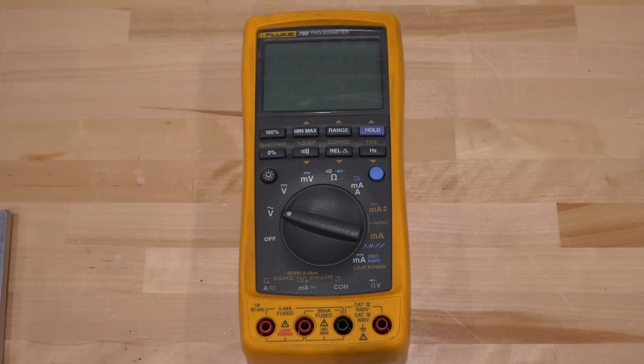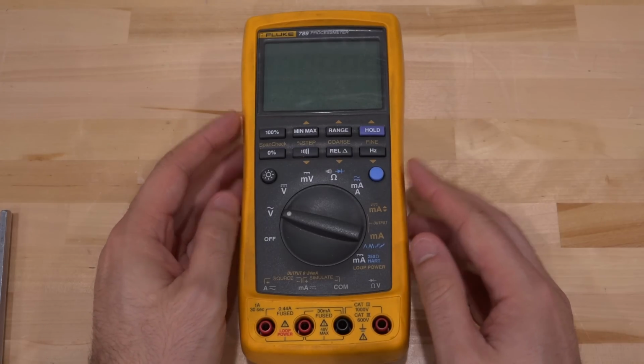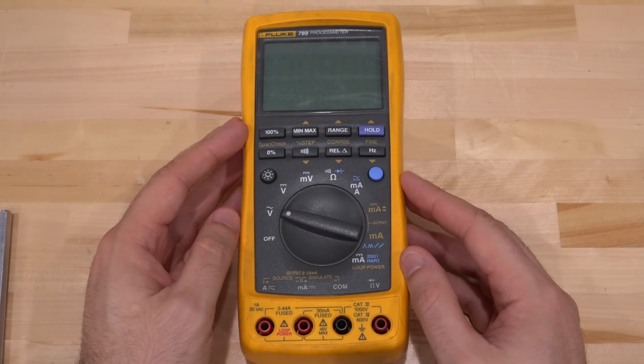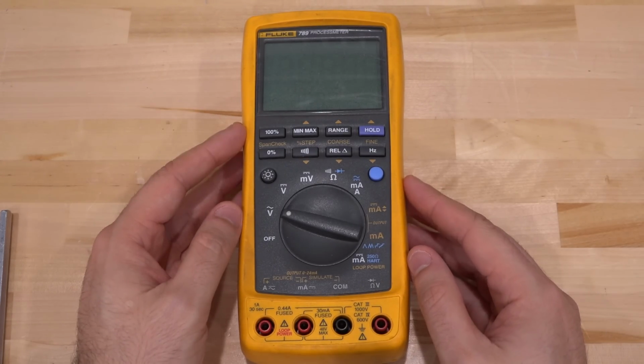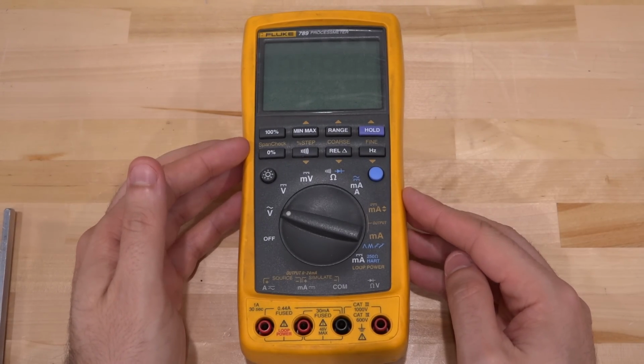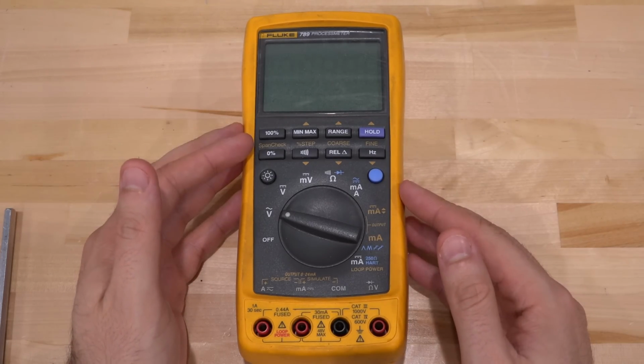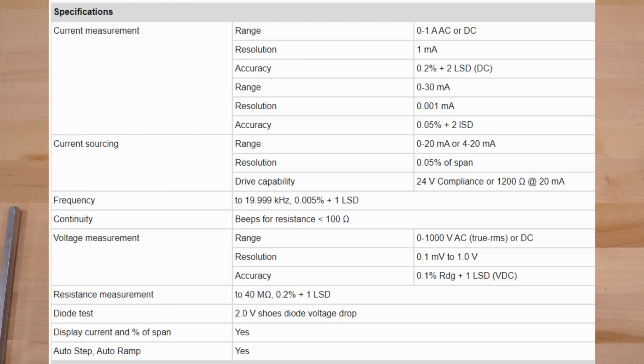In this episode, we're going to take a look at this Fluke 789 that I picked up from eBay. It showed up for about $100 or so as non-working, and I thought that's a pretty good deal. These things are still pretty expensive. It's a very good multimeter. I'll put the spec there on the screen for you to take a look at.